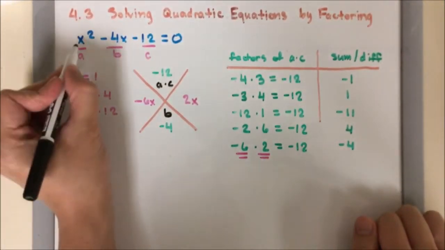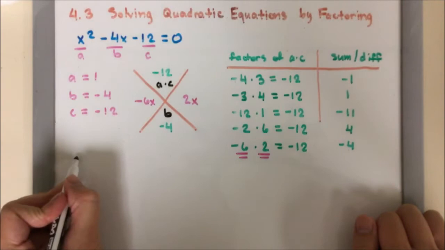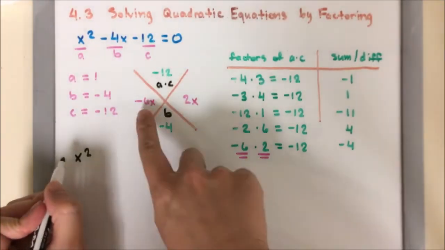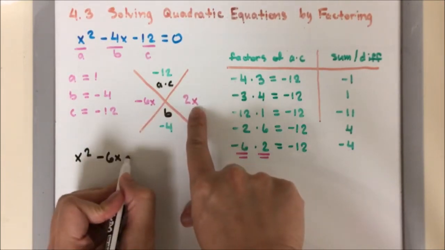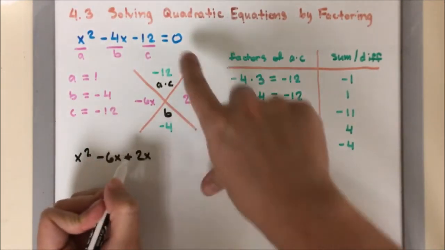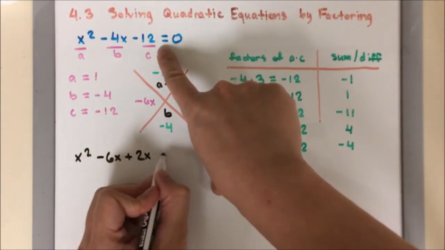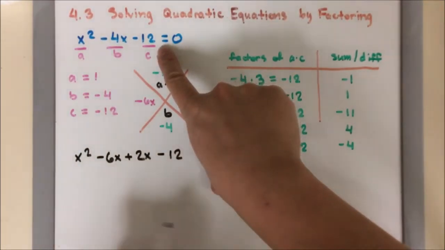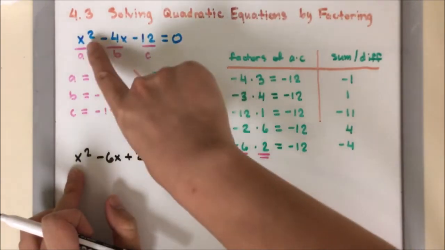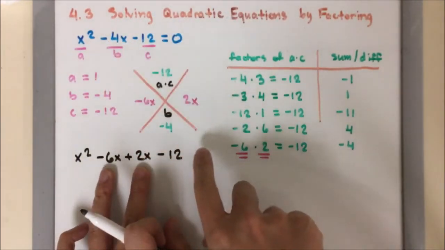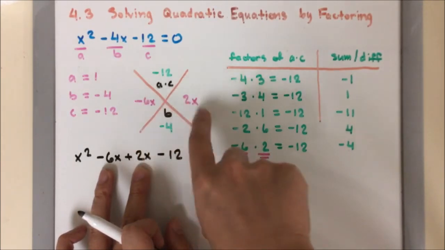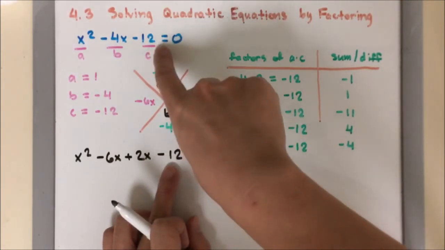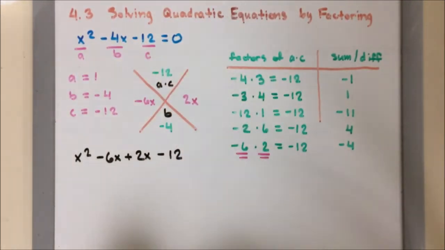So what I'm going to do is I'm going to use the first term, x squared, right here. Then I'm going to write down negative 6x or minus 6x, and then positive 2x. And then I'm going to use the last term, minus 12. So again, I use the first term from the problem, then my middle term, minus 6x and plus 2x from here, and then I'm using the last term from the problem. Alright, once I finish setting up the work, now it's time to do factor by grouping.